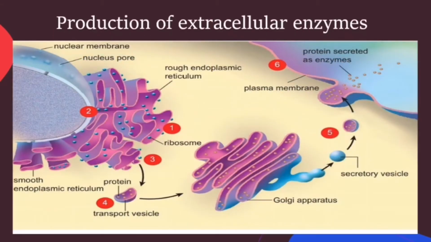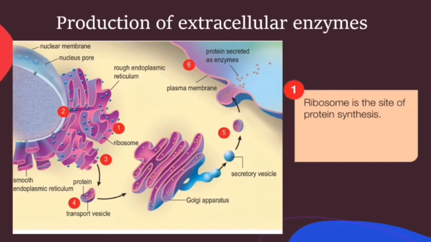Next, I will explain about the production of extracellular enzymes. In the previous video with Cikgu Amalina, you've learned about cellular components and their functions. Which of the components are involved in the production of extracellular enzymes? There are ribosomes, rough endoplasmic reticulum, transport vesicles, Golgi apparatus, secretory vesicles, and also plasma membranes. But how are these components involved in the production of extracellular enzymes?